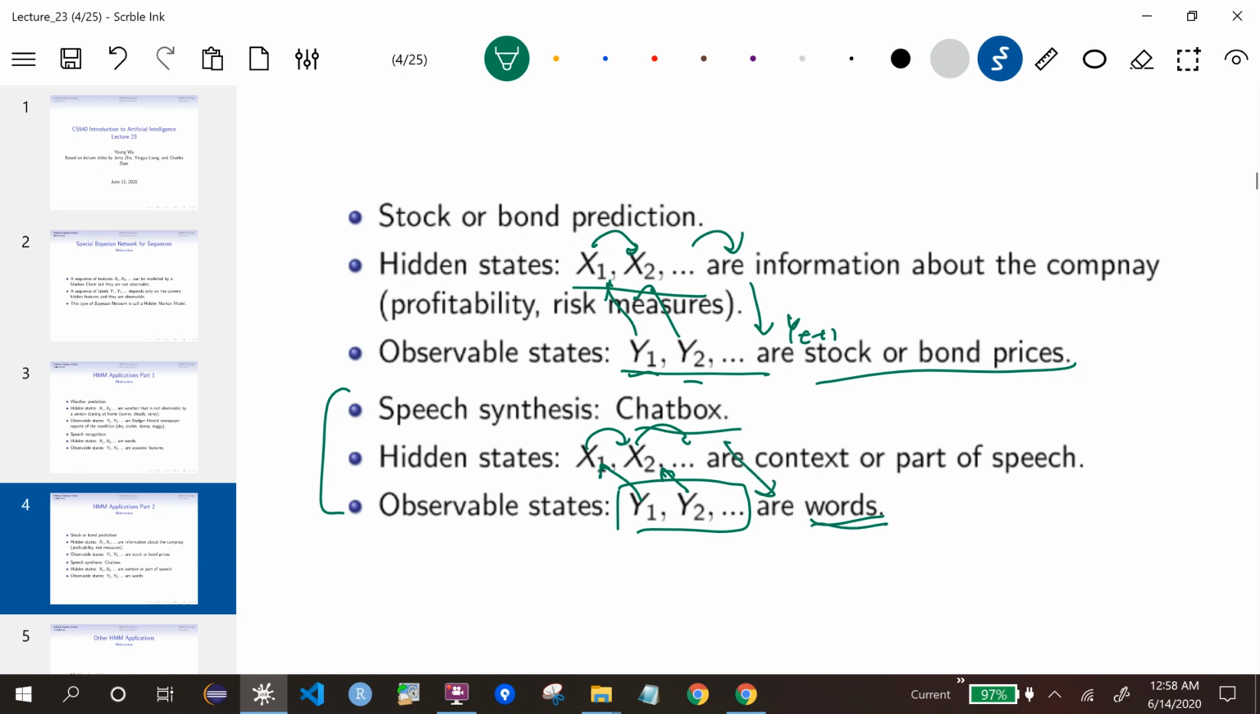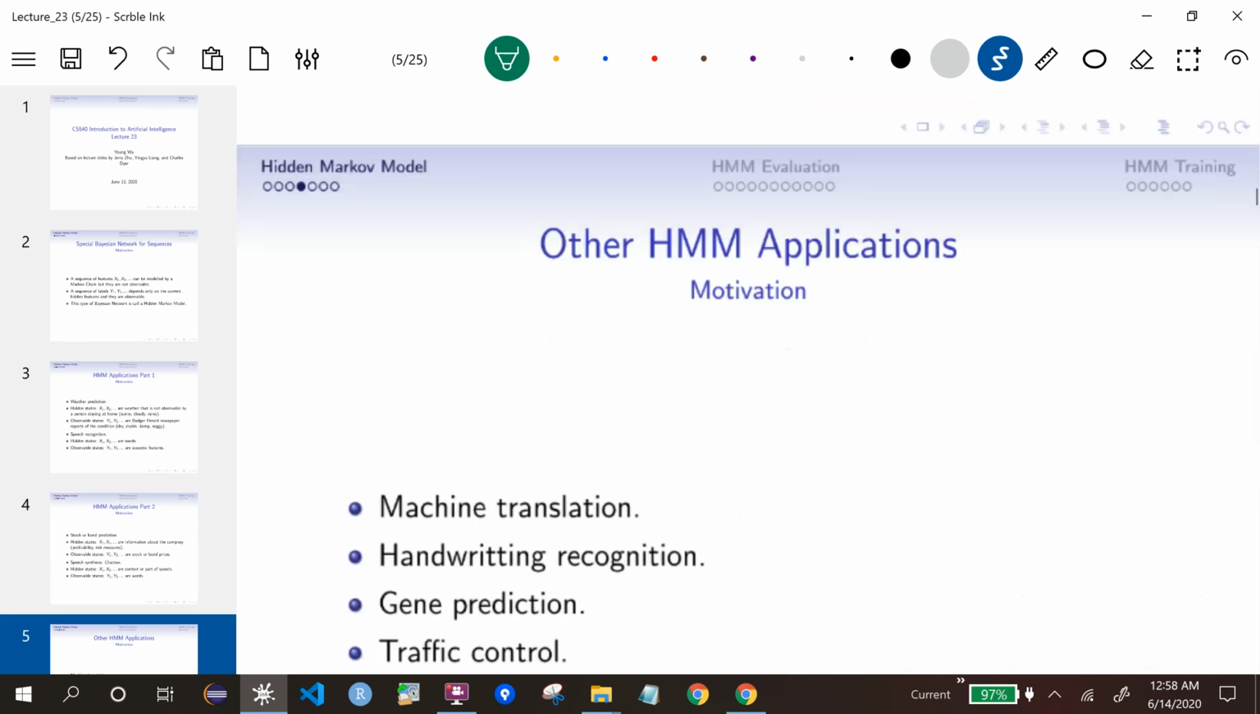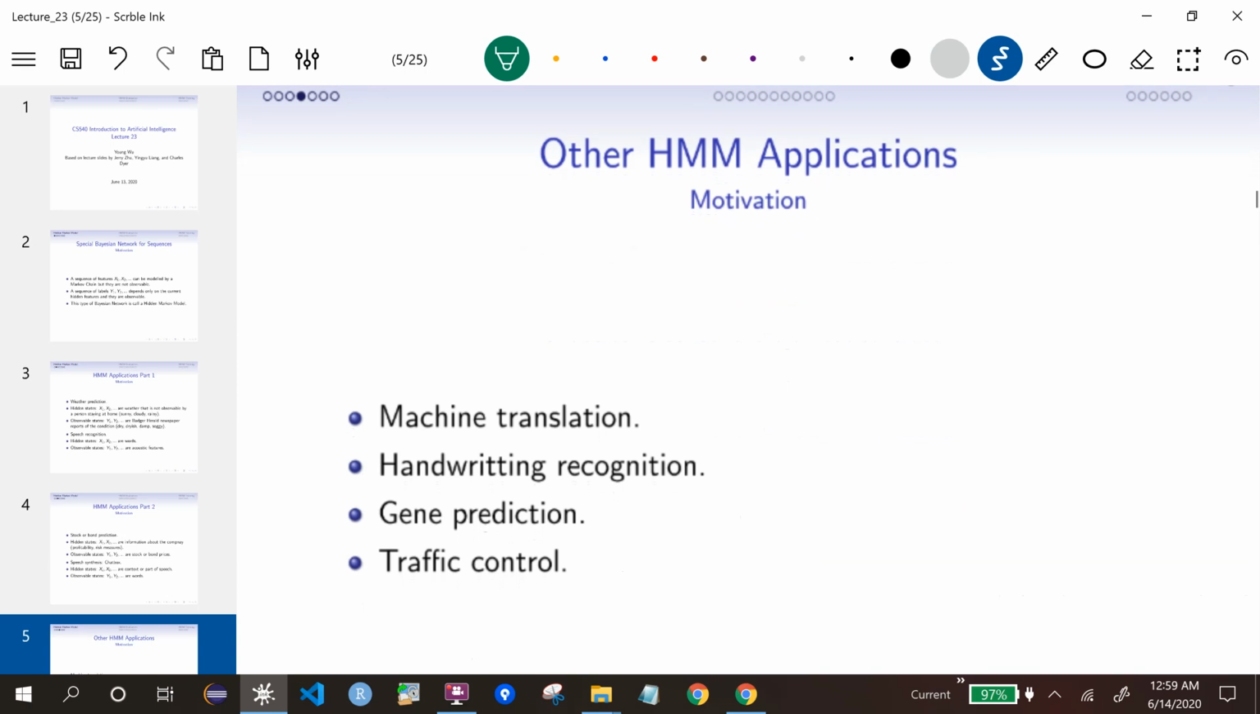So basically, if I speak half of a sentence and then you want the algorithm to complete your sentence, then it's basically something like this. So the machine needs to figure out the context and also the part of speech, or basically sentence structure, in order to predict what I should say next. So these are some of the examples, and some other ones include machine translation, which is like we need to figure out the context and then translate to another language.